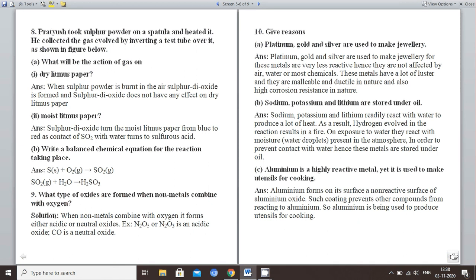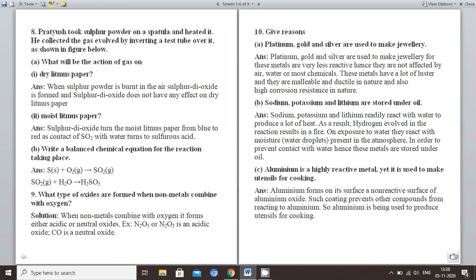Now, when non-metals combine with oxygen, they form either acidic or neutral oxides. Example: N2O3 and N2O5 are acidic in nature, but carbon monoxide is a neutral oxide. I hope question number 9 is clear to you.